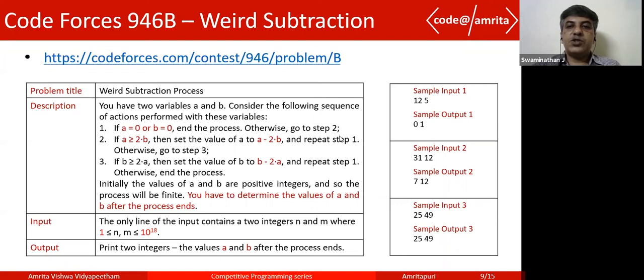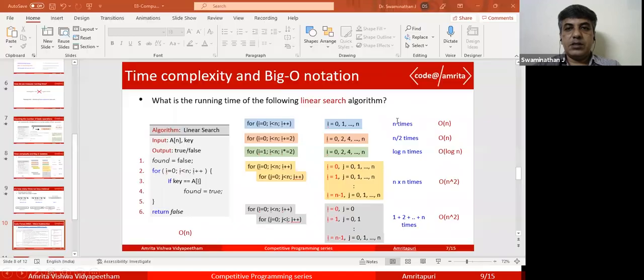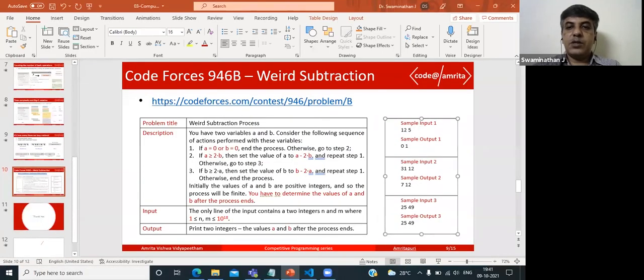So then you do a minus 2b and get the new a. 12 minus 5 into 2, that is 10, so you get 2. The next step becomes 2 comma 5: a becomes 2, b becomes 5. Now in the next step, b is greater than or equal to 2a, because 2 times 2 is 4, which is less than 5. So now you apply the second logic: 5 minus 2 into 2, that is 5 minus 4 equal to 1.